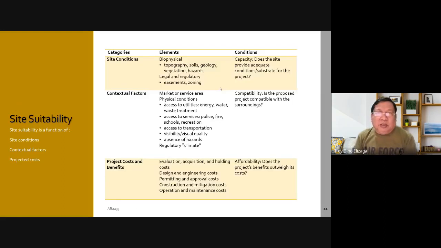There are many possible criteria that you can list down, and they're categorized. At least the author of the book, which should serve as our main reference, categorizes these into site conditions, contextual factors, and project costs and benefits. In terms of site condition, we're looking at topography, soil, geology, vegetation, and hazard, and some legal and regulatory items like easements and zoning. What we would really want to know as a criteria is whether this site provides adequate condition or substrate for the project. For example, in terms of topography, will there be so many percent of buildable area in this property? Or is it all unbuildable or only 10% and you require 40%?